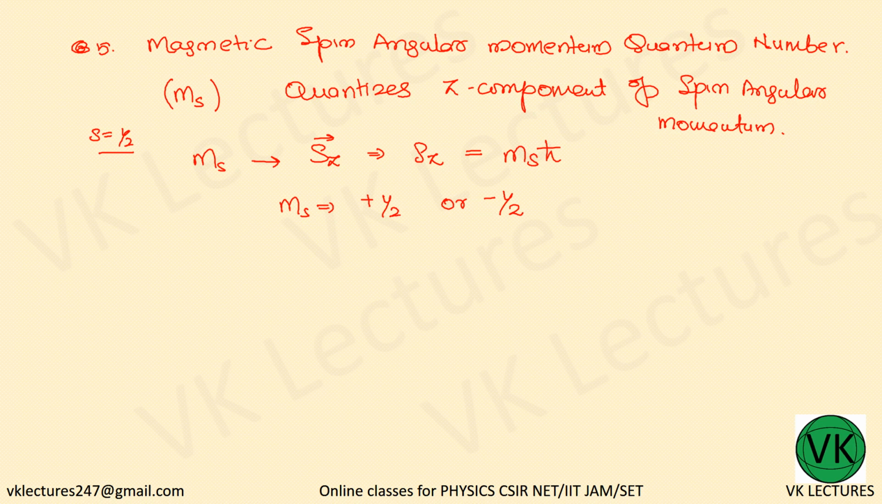And how does it quantize? So this is the quantizing parameter, that is Sz is equal to ms times h cross, that is nothing but h cross by 2.